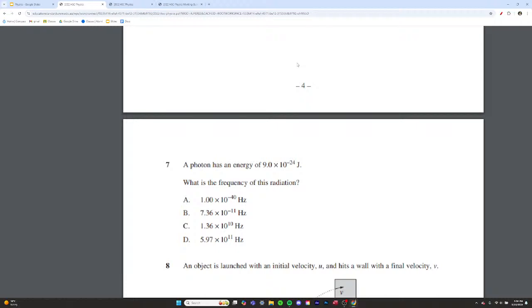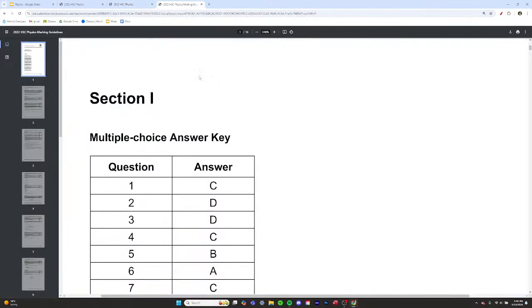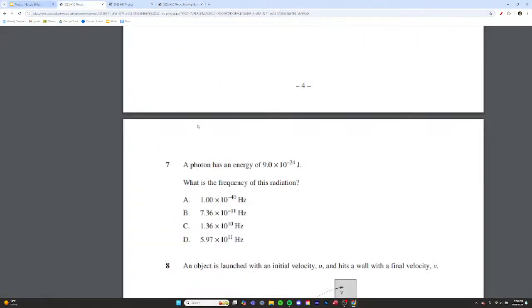Then we just chuck it into our calculators. 9 times 10, no, wait, it's just 9, divided by 6.626 times 10 to the minus 10. It should be C. I hope. Yes. Let's go.